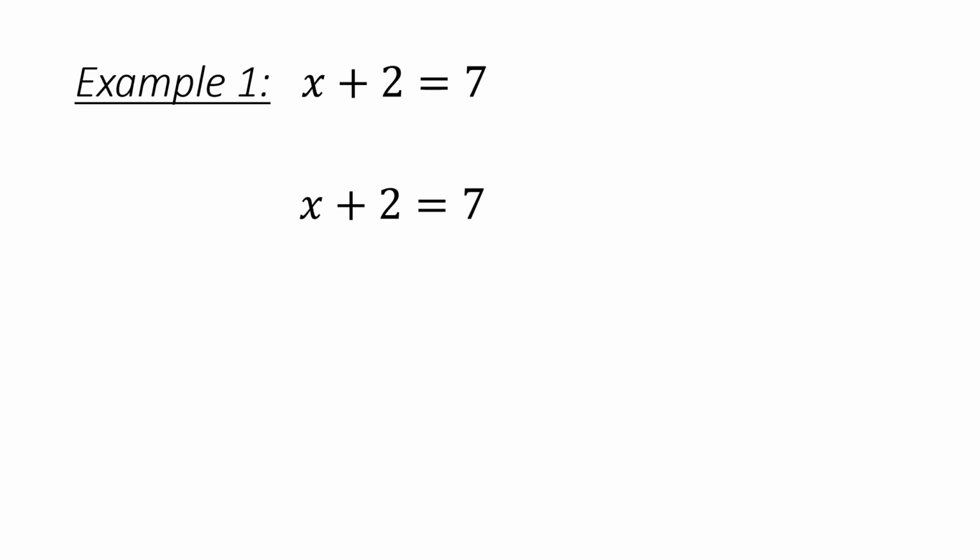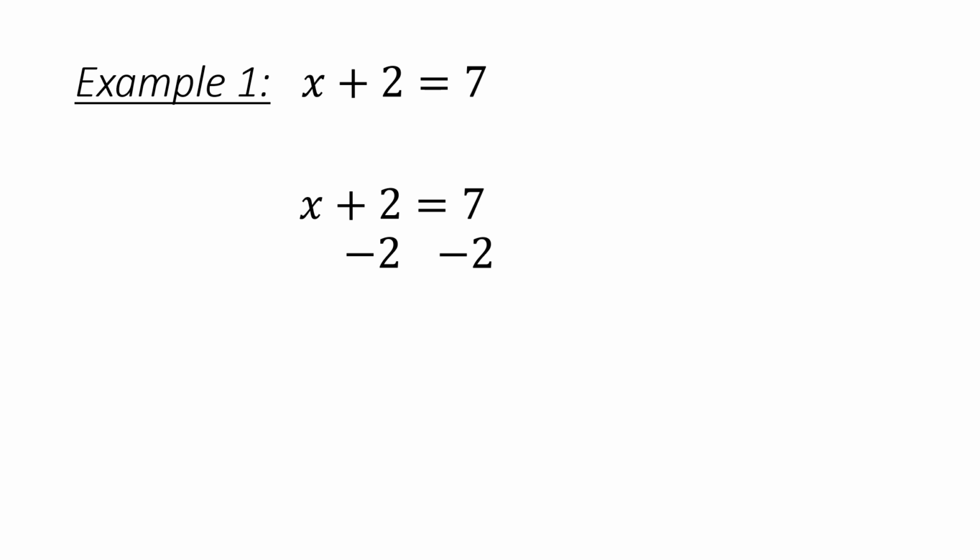And in order to do that, we need to look at where our variable is and what is with it. And so we have a plus 2 with the x. And so we need to move the 2. It's a positive 2, so we got to do the opposite operation and make it a negative 2, or subtract 2. What you do on one side of the equation, you must do on the other side of the equation. So I'm going to be subtracting 2 on both sides of the equation.